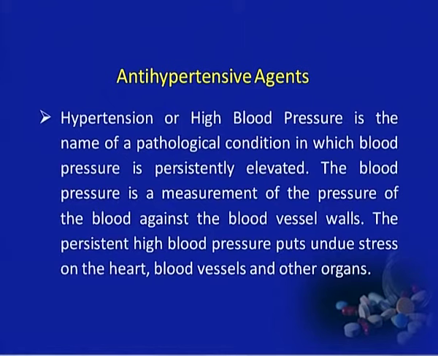Antihypertensive agents. Hypertension, or high blood pressure, is the name of a pathological condition in which blood pressure is persistently elevated. Blood pressure is a measurement of the pressure of the blood against the blood vessel walls. Persistent high blood pressure puts undue stress on the heart, blood vessels, and other organs.